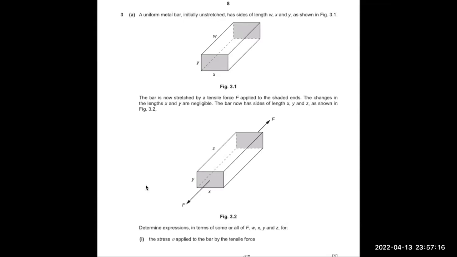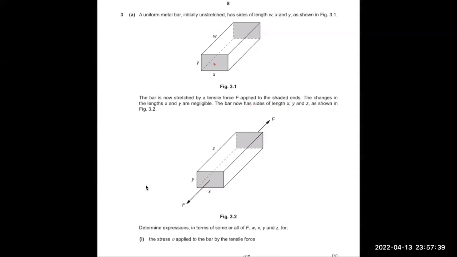A uniform metal bar initially unstretched has sides of length W, X, Y, as shown in figure 3.1. The bar is now stretched by a tensile force F applied to the shaded ends. The changes in the lengths X and Y are negligible. The bar now has sides of lengths X, Y, and Z as shown in figure 3.2.